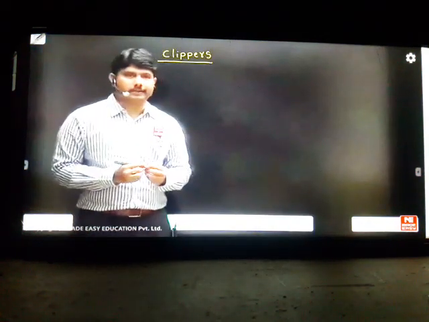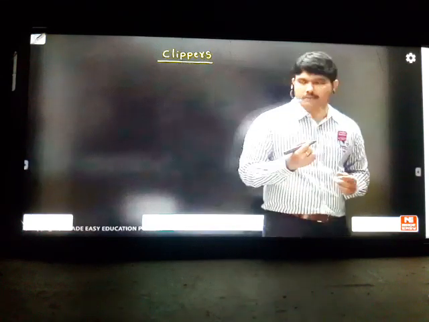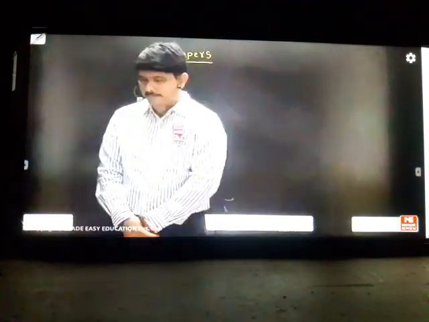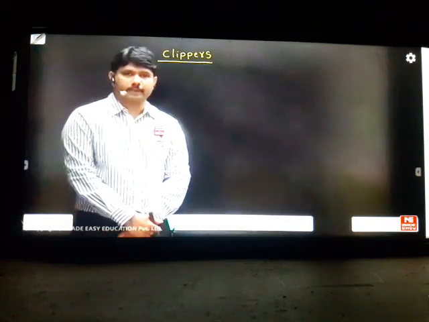So let us start clipper techniques. Keep the heading: clippers. One of the typical concepts in analog electronics, we'll try to make it easy now with some techniques. So first of all, what is the meaning of a clipper? Why are we using clippers? Let me tell you the idea.